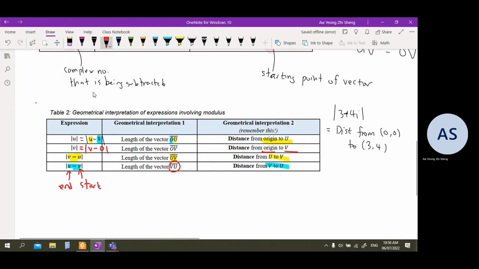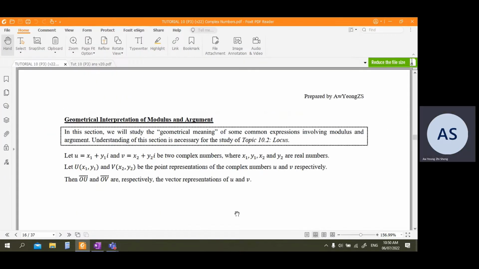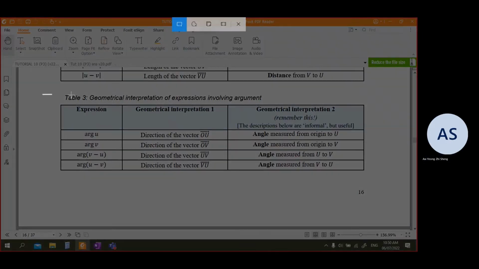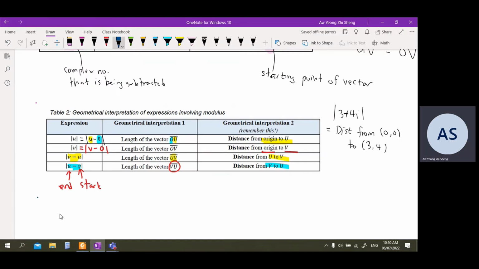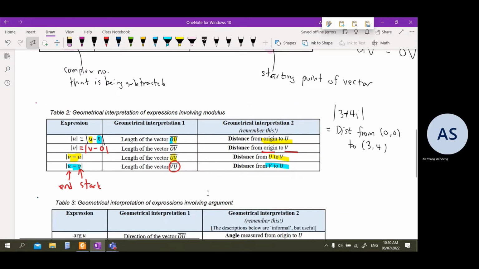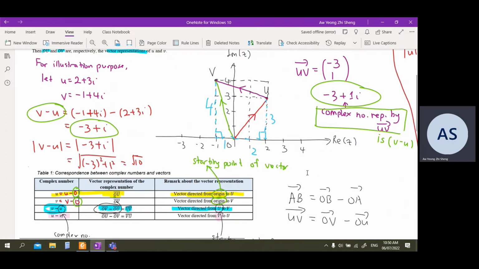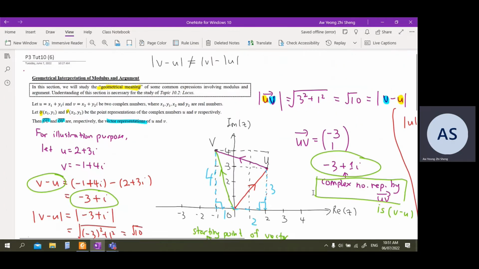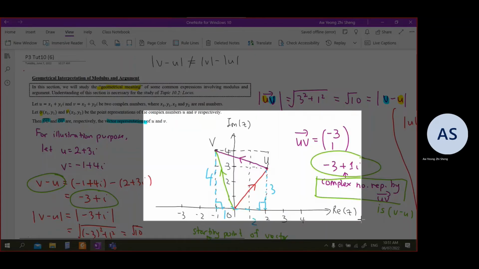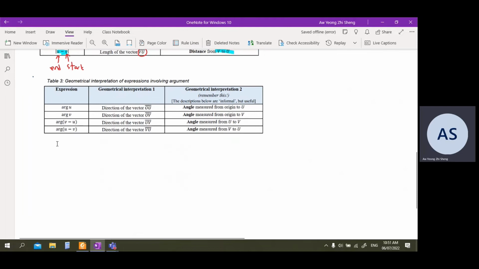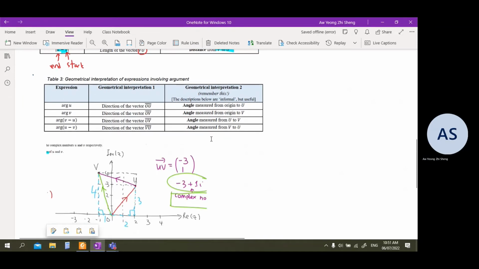Right, now let's study the third table involving argument. Let me just copy down this Argand diagram so that I don't have to keep scrolling up and down. I just paste it down here.